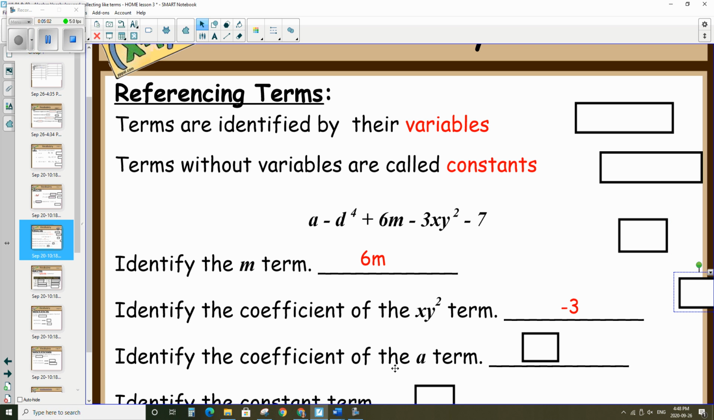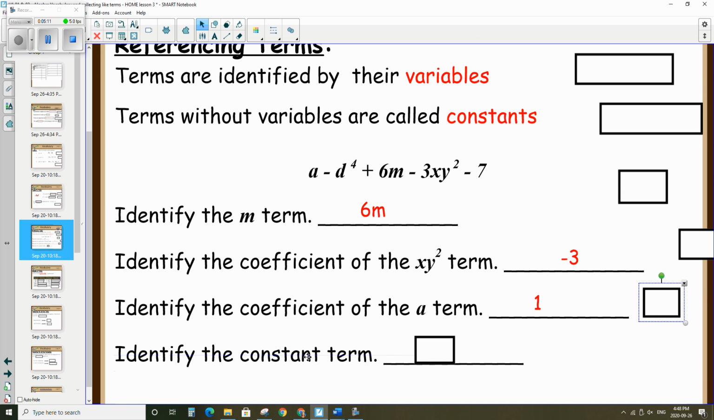Identify the coefficient of the a term. That's the first term here. So if there's no number in the front of it, we assume there's a 1. It's 1a. And identify the constant term, and that's the one at the end with no letters, -7.